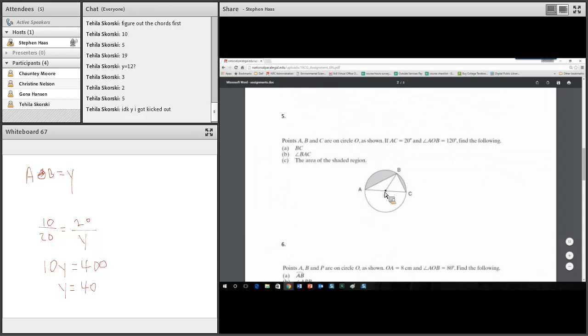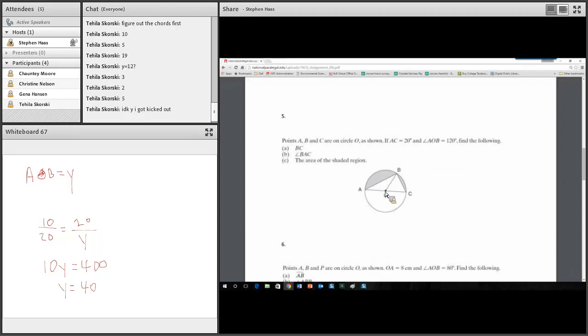This is not such an easy one, but what you're going to need to do is figure out, obviously, the area of the whole circle, then take the area of this half of the circle, and subtract the area of the triangle. So let's do this one. Let's try.